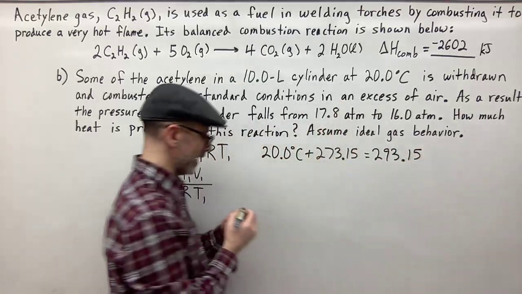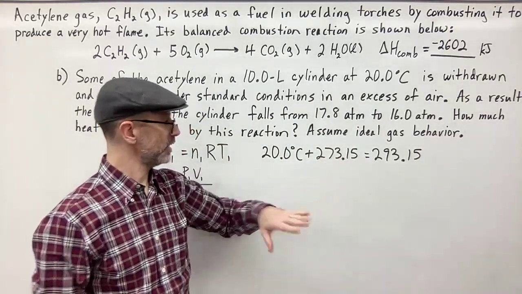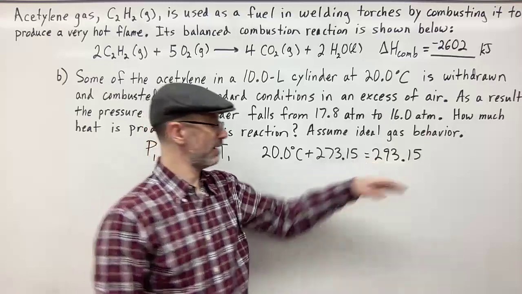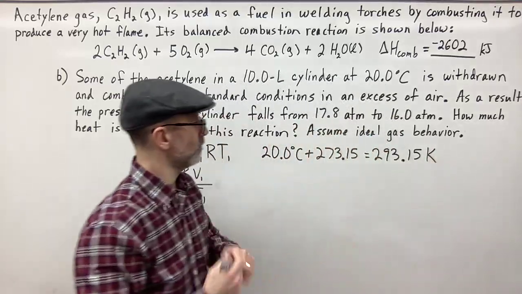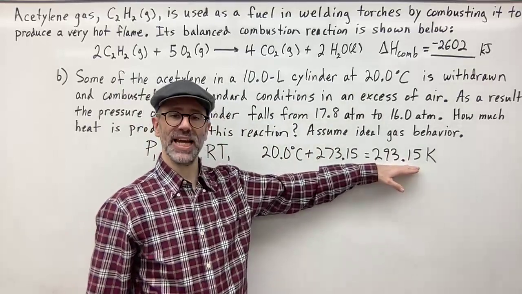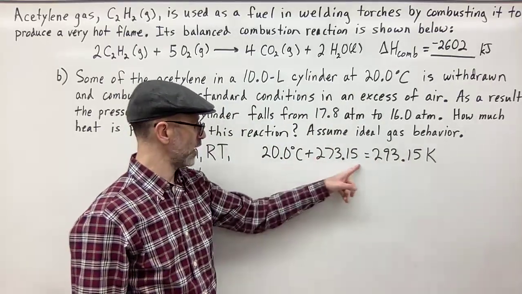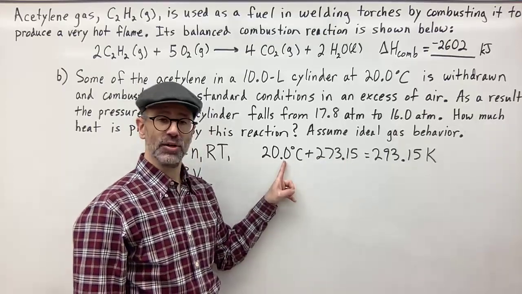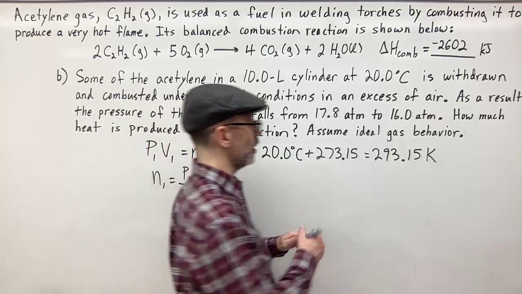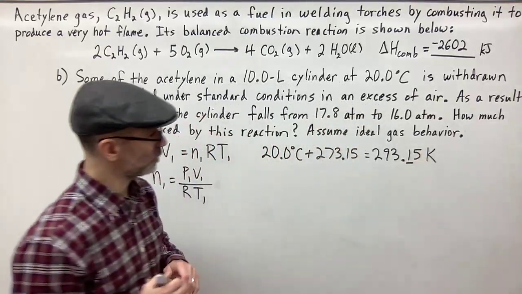293.15 Kelvin. And again, for sig figs, remember when you're adding and subtracting, your answer should have the same number of decimal places as the least number here and here. So here we have 2 decimal places. Here, there's only 1 decimal place, so the last sig fig is in the first decimal place.